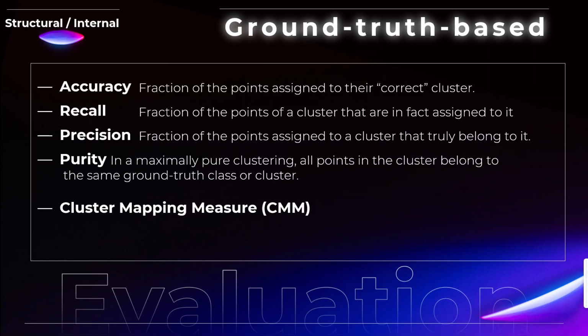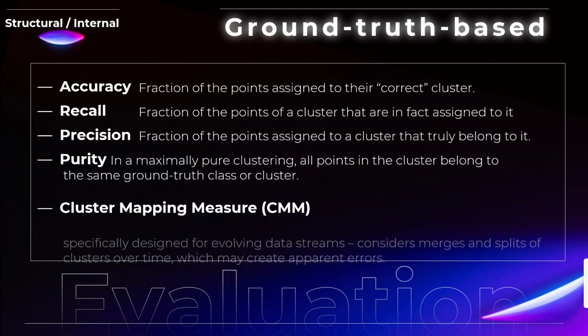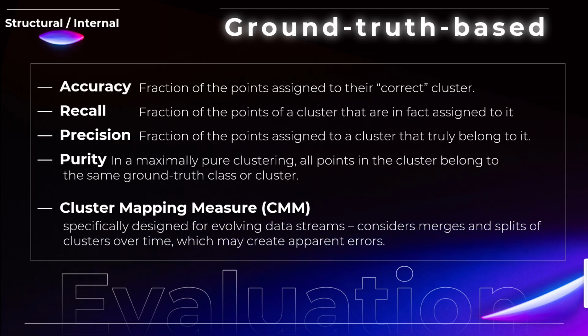And here we may have labels for the datasets to check if we are clustering them in a correct way or not. The last one is cluster mapping measure or CMM, which is specifically designed for evolving data streams, meaning that streams are changing over time, and this one considers merges and splits of the clusters over time, but it may create some errors.